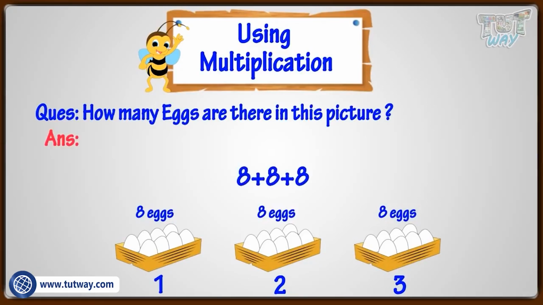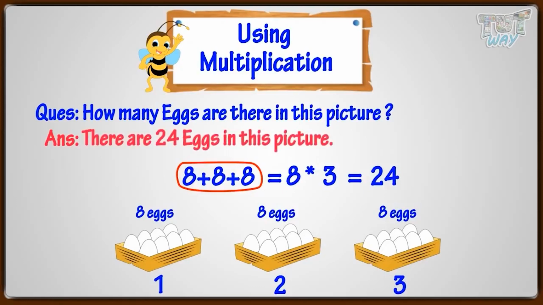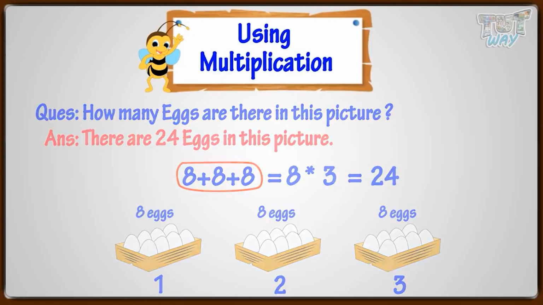Remember, we use multiplication for repeated addition problems. So, instead of adding 8 3 times, we can multiply 8 with 3. So we get 24. So, there are 24 eggs in the picture. Isn't it easier? So, let's take one more example.